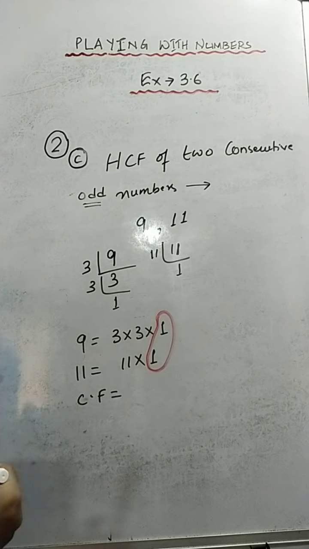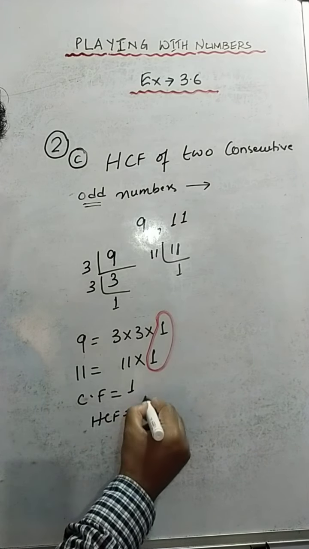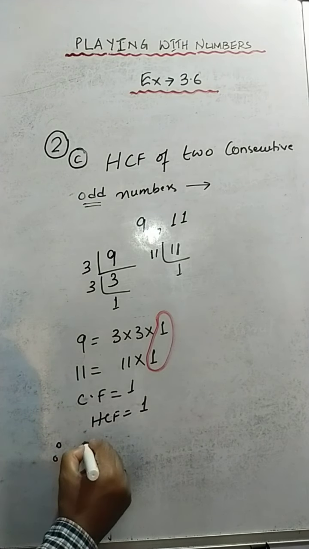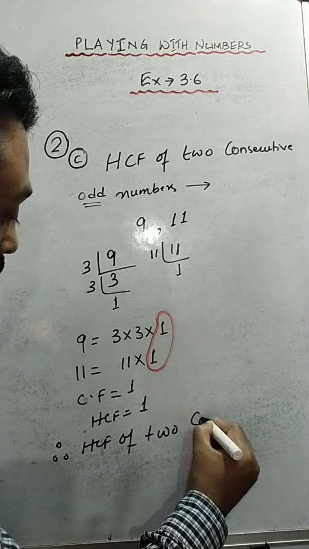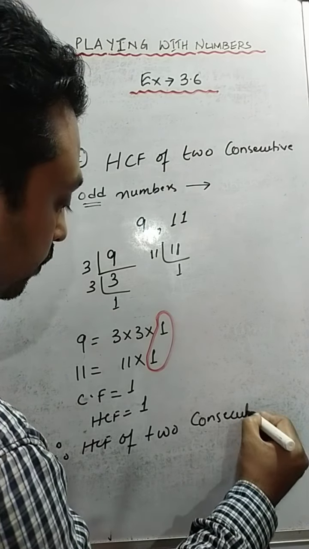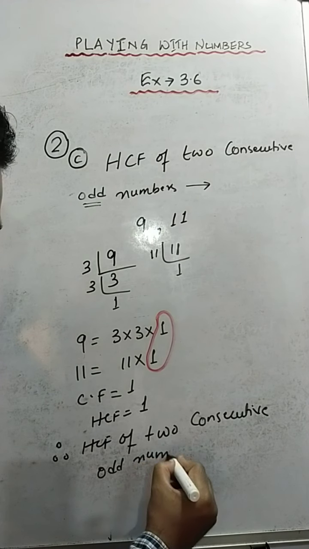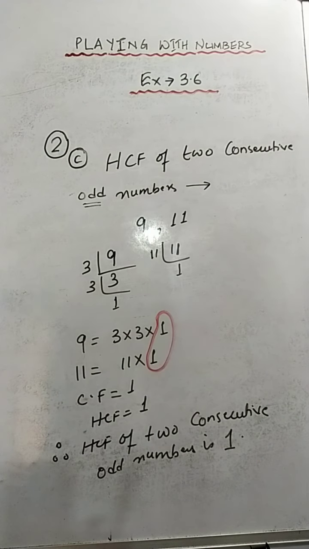If the common factor is 1, then the HCF would also be 1. So what to write? Therefore, the HCF of two consecutive odd numbers is 1. Okay, so this is the solution of question number 2, students. Now let's move on to question number 3.